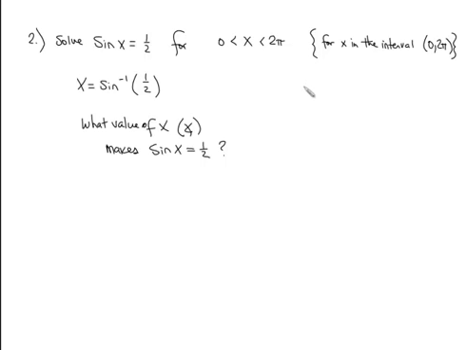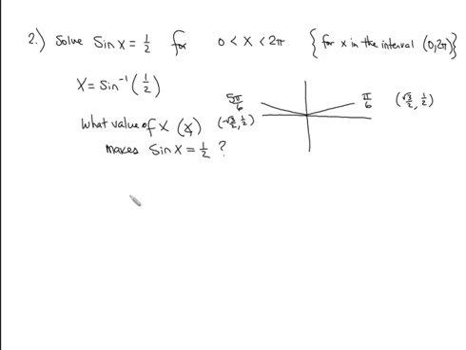So we have to ask ourselves, what value of x, what angle makes sine equal to a half? We're going between 0 and 2 pi. 1/2 is a unit circle value, so we're going to think about where is sine equal to 1/2. Well, between 0 and 2 pi, there are two places where sine is equal to a half. Over here at pi over 6, and then over here at 5 pi over 6. Those are the two places where sine is equal to 1/2, because this is root 3 over 2, comma 1/2, and this is negative root 3 over 2, comma 1/2. So there's our sine equals 1/2.